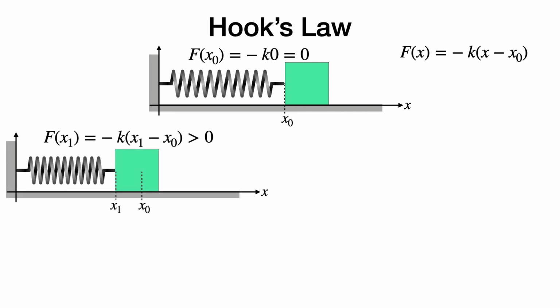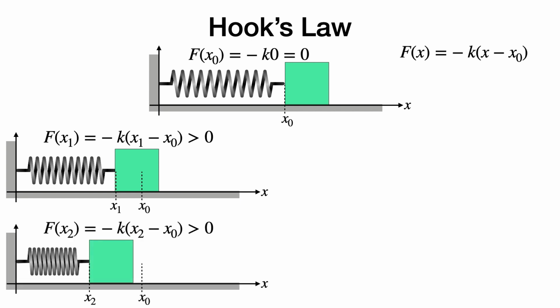Now, if we compress the spring a small amount, then the force when the block has moved to position x1 is going to be minus k times x1 minus x naught. But x1 is smaller than x naught, so x1 minus x naught is a negative number. That negative number times minus k is a positive number. So we get the fact that the force is positive, and that is pushing towards the right. So the compressed spring will be pushing back towards the right against the compression.